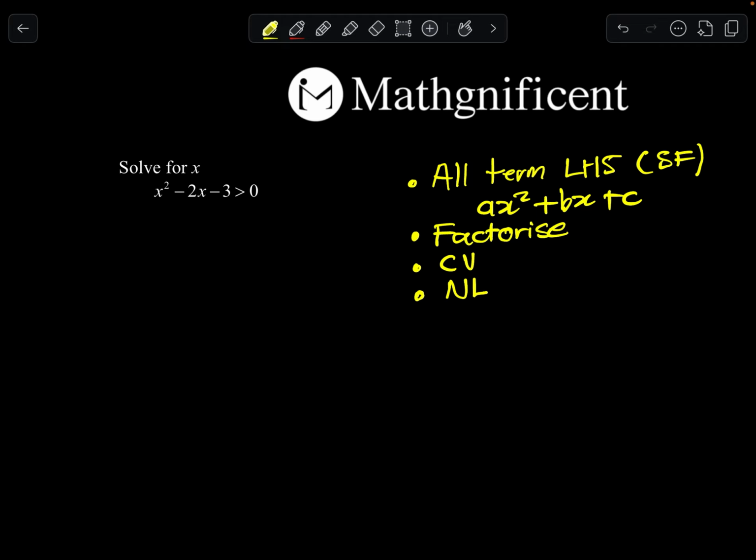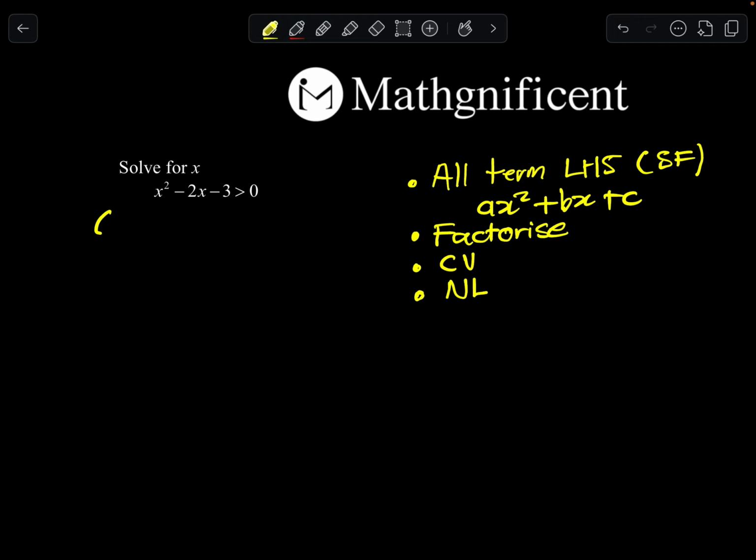But remember, your number line is not yet your final answer, it's just a graphical representation of your answer. In this case, we have x squared minus 2x minus 3 that is greater than 0. We have to solve for x. We have a quadratic inequality, so as we said, move all the terms to the left hand side and write it in standard form. This step has already been done for us. The only thing we have to do now is factorize this.